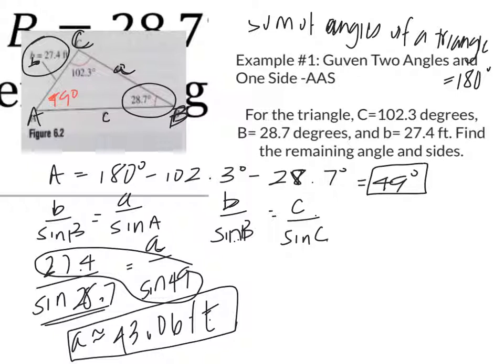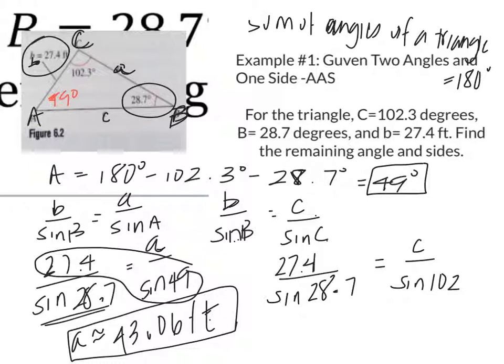Okay. And the next one, again, substituting in that information, we would have 27.4, and that's feet, by the way, over sine of 28.7, sorry, is equal to little c now over sine of C, and that's sine of 102.3 degrees. Okay. Again, cross multiply.